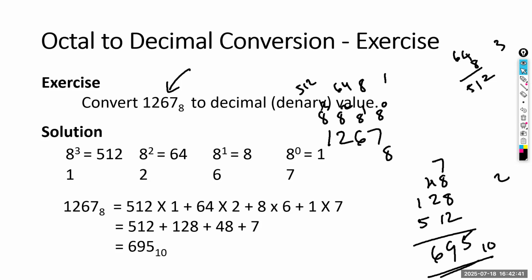Octal to decimal: just consider these as powers of 8 and position. So therefore, this is 6 eights. This is not 2 eights. This is 2 64s, because it's base 8.